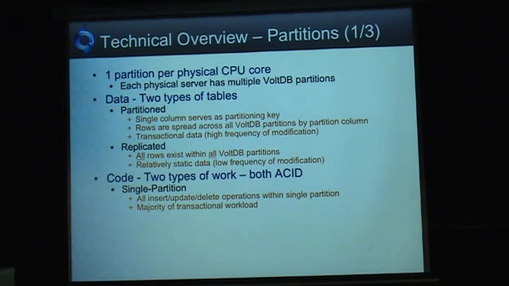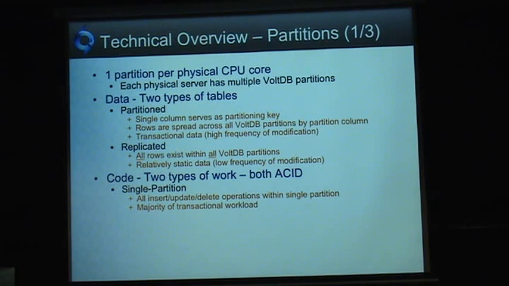So in Volt, we've got data and then we've got code. For your code, we've got two types of stored procedures, and they're both ACID. The first is a single partition transaction, and it follows the same way. You've partitioned your data into these partitions. Hopefully, for a good Volt use case, you're going to have lots and lots of this single partition work. This is work where any insert, update, or delete operation that needs to be performed can be performed within a single partition. This needs to be the majority of your transactional workload.